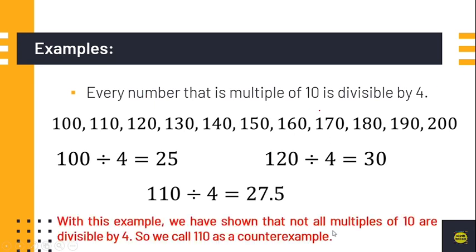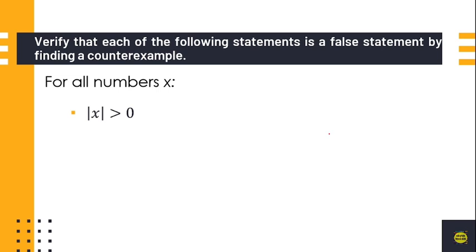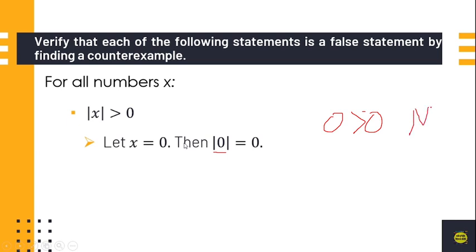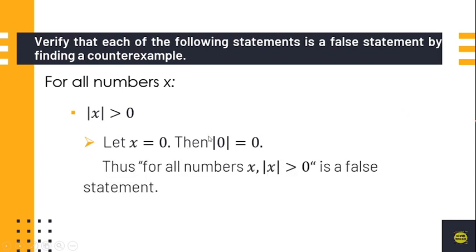Okay, counterexample. For all numbers x, the absolute value of x is greater than 0. This is a counterexample because the absolute value of 0 is equal to 0, and 0 is not greater than 0. Big no. So it means that is a counterexample.